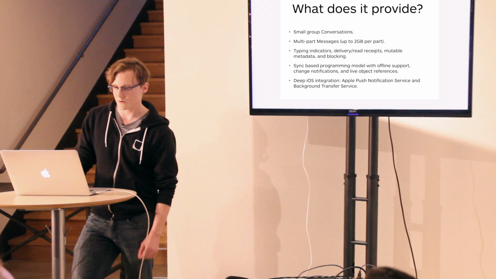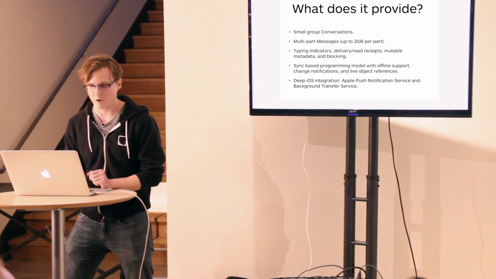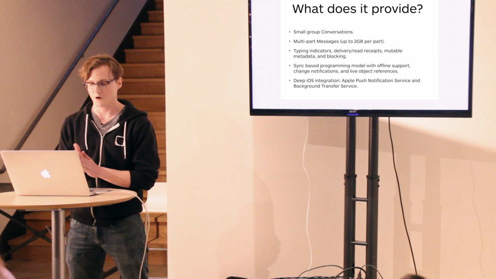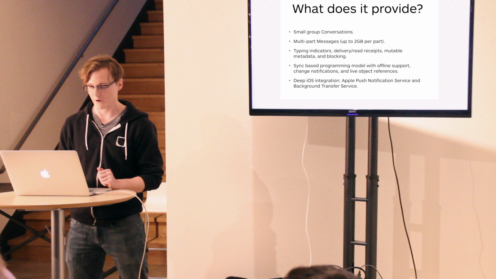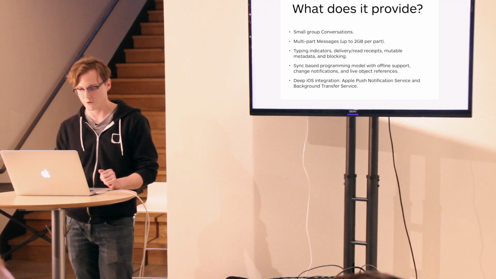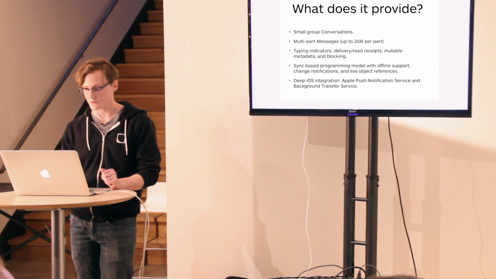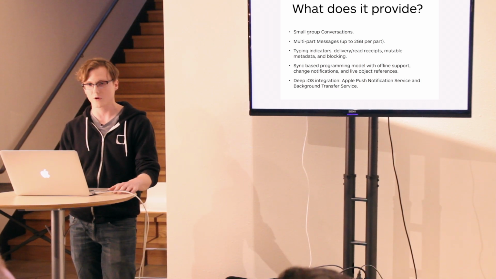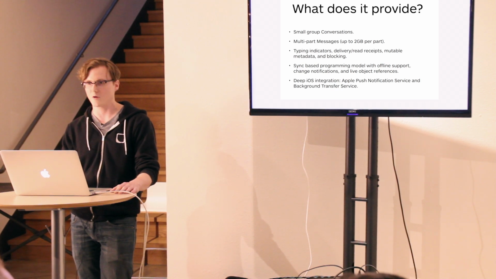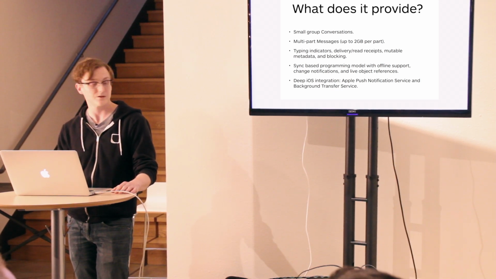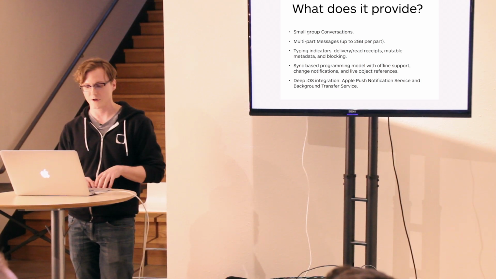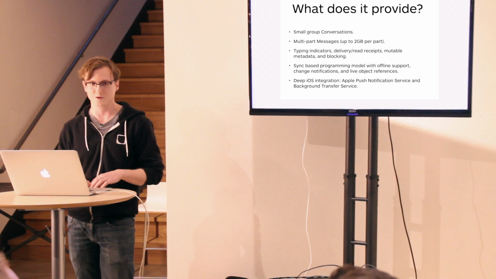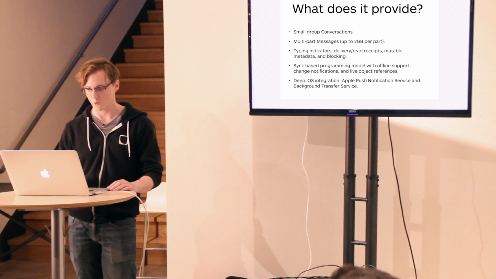Next, Layer is implemented using a sync-based programming model with offline support, change notifications, and live object references. The core of the Layer SDKs is an object synchronization engine. Changes that are made in the local data store are transparently synchronized as quickly as possible. We maintain a local cache of all the conversations and messages so that they are available in offline scenarios. This data is accessible to you via a rich query model, and LayerKit maintains a persistent connection to the server that receives pushed events as content changes, so you discover changes very quickly.